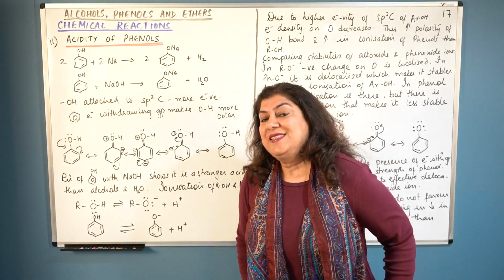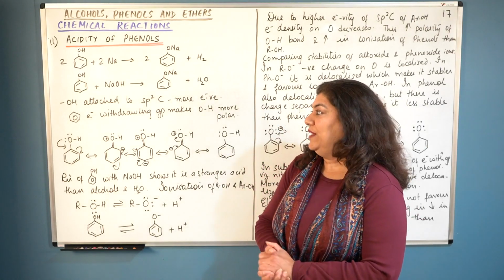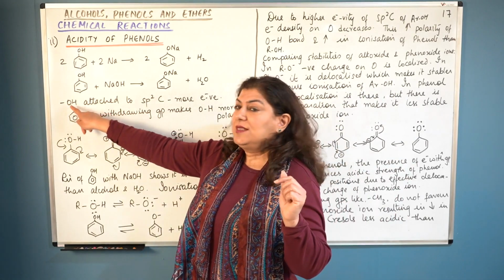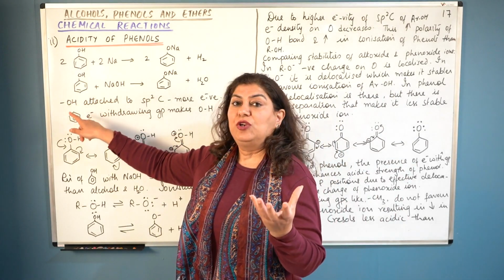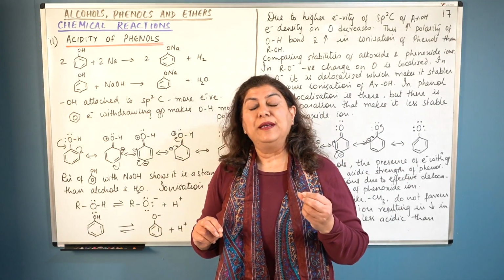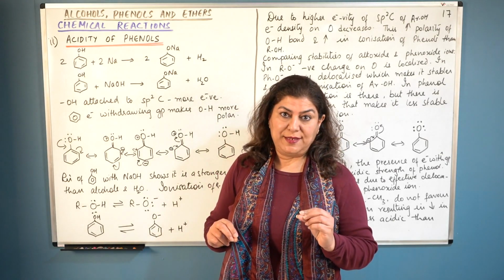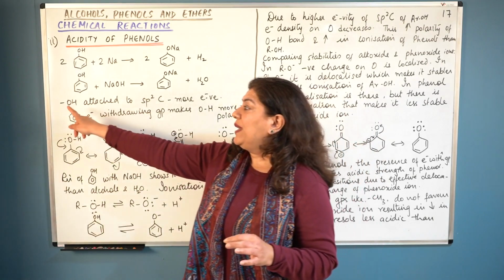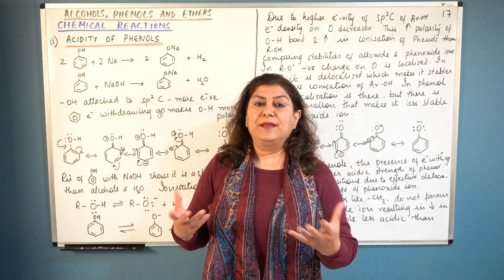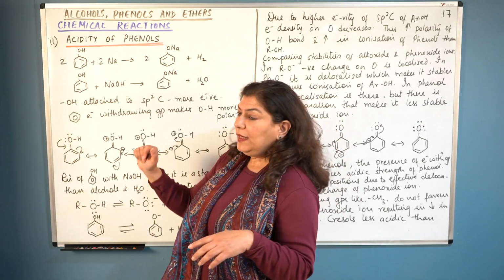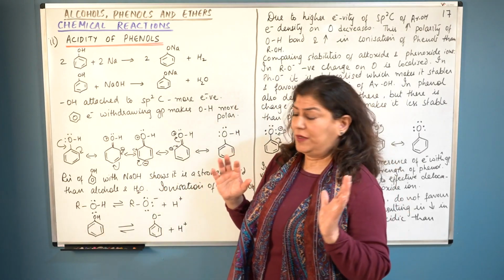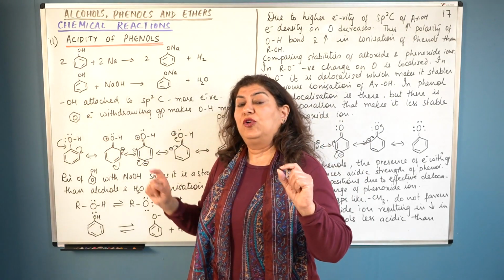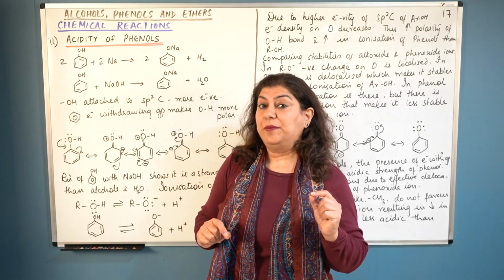Now let us understand this acidic nature of phenols. In the case of alcohols, the OH group, the hydroxyl group, was attached to a carbon that was sp3 hybridized. If you remember, the general formula of an alcohol is ROH, where R stands for a methyl group, any alkyl group. It could be primary, it could be secondary, whatever. But it is usually an alkyl group. So in an alkyl group, the carbon is sp3 hybridized.